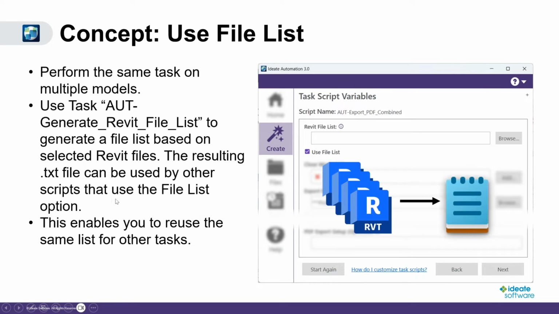So you have this list of Revit models that you are able to use on multiple tasks. And once you add another model, you're able to just add it to that TXT file, and that will be used by a lot of other scripts. So that's super helpful in terms of scaling.